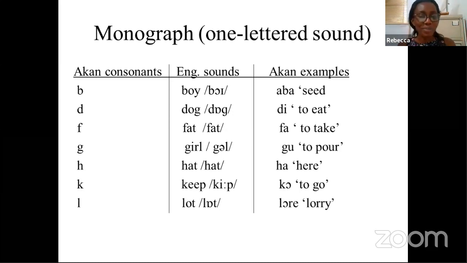Now we come to the g sound in the word girl. Yeah, girl, the English word girl. We see this in gu, which means to pour. Now the next one is the h sound in heart, the English word heart. And we see the Akan example as ha, which is here.